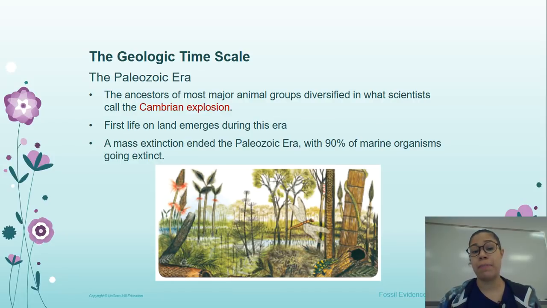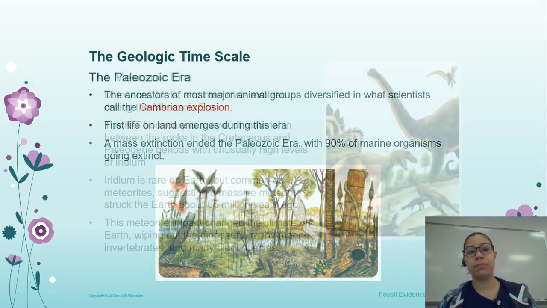Next, we're going to have the Paleozoic era. This is where we have the Cambrian explosion. The Cambrian explosion is where we have a massive amount of new organisms coming into existence. We're also going to have a mass extinction. 90% of all of the marine, so water-based organisms, are going to go extinct. And then we're going to branch off into the land.